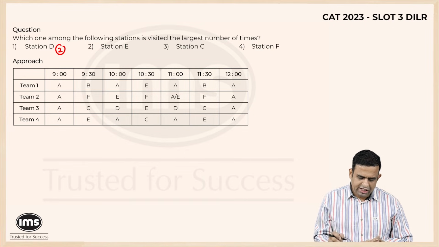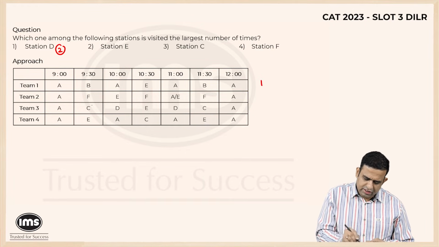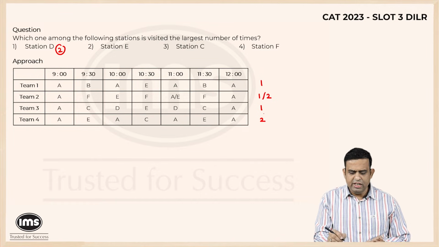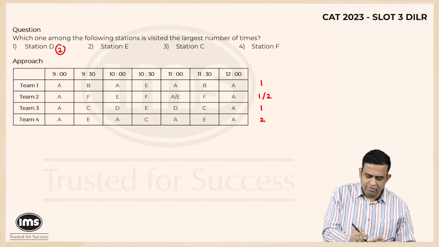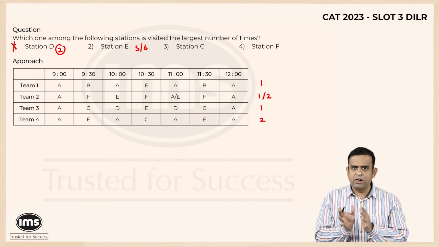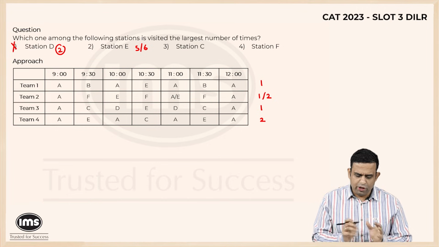Let's look at station E. Station number E is 1 time here. Here one can say it could be 1 or 2. Then here we have 1. And here we have 2. So one can say station number E is going to be either 5 or 6. Right now, for most number of times, its answer can't be option number 1 at this point.